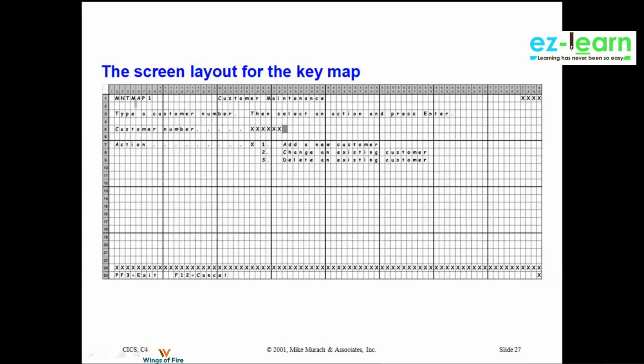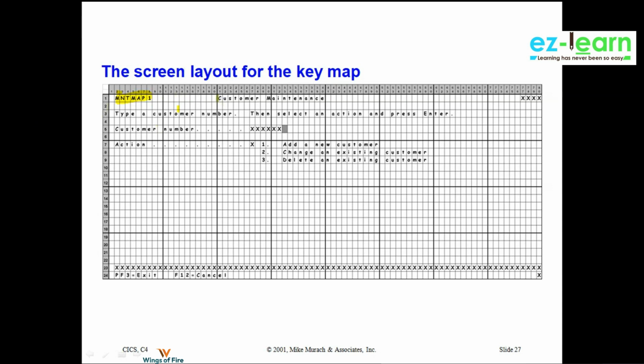So here, just tell me. MNT MAP1 is a map name. Is it a display only label or a field? Field means we need a field name, and the field name is going to be used in the program. So just tell me, label or a field. Okay, it's a label.